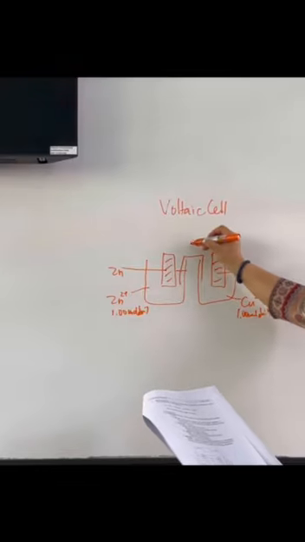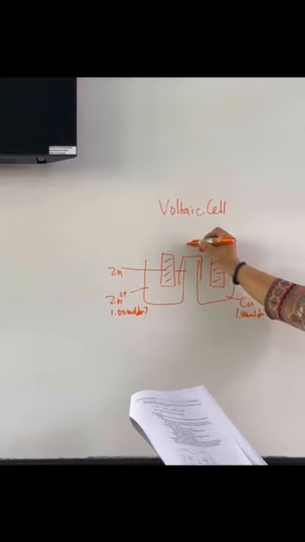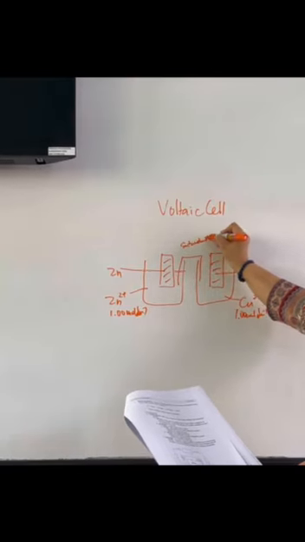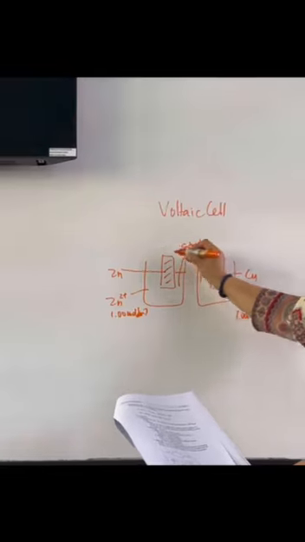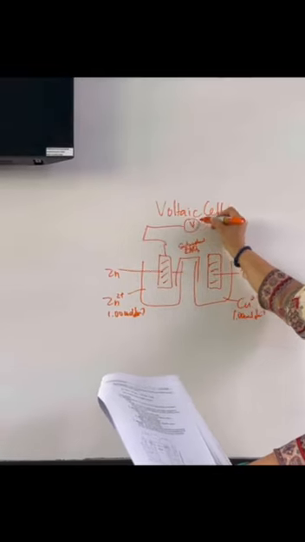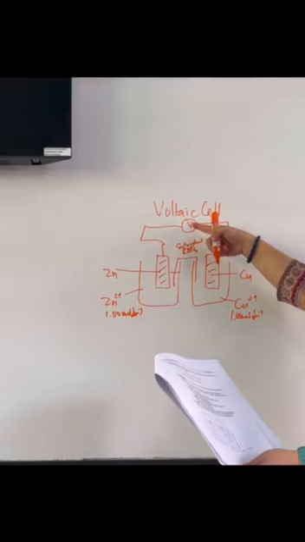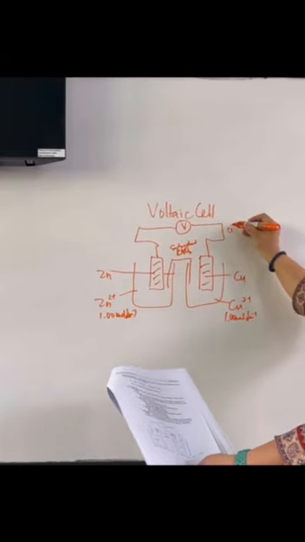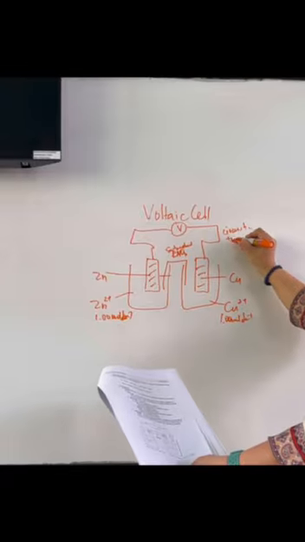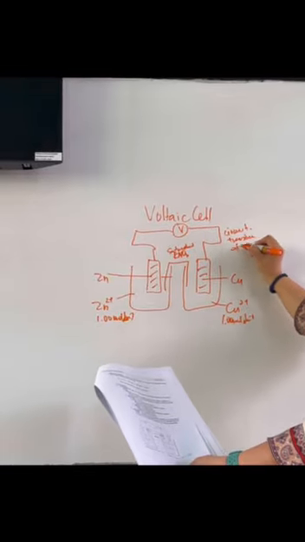For the salt bridge you use saturated potassium nitrate. And then you have to measure the voltage by measuring the potential difference using a voltmeter. Alright, so this is the circuit. The circuit is for the transfer of electrons.